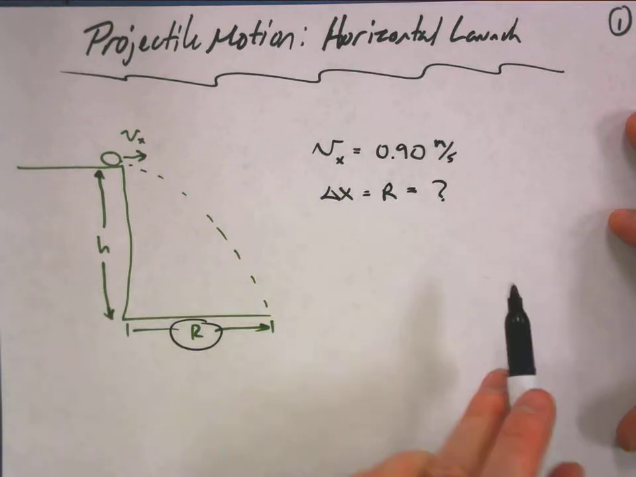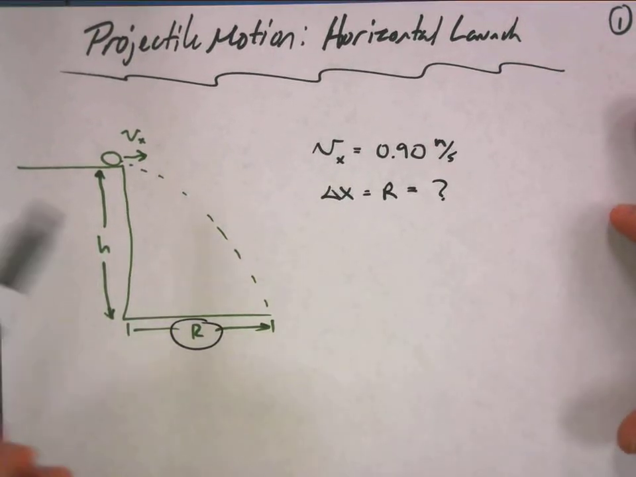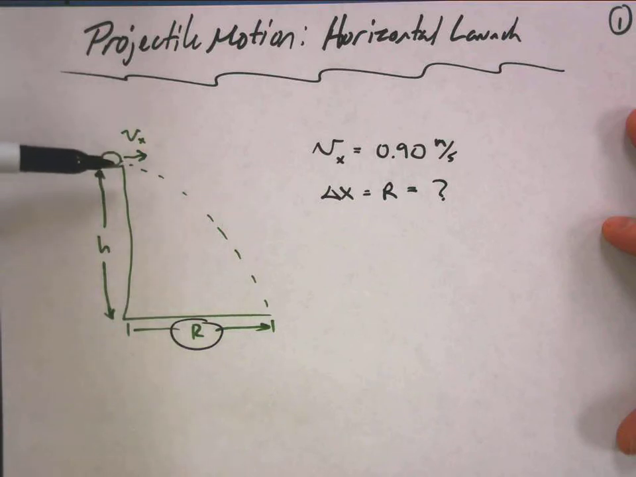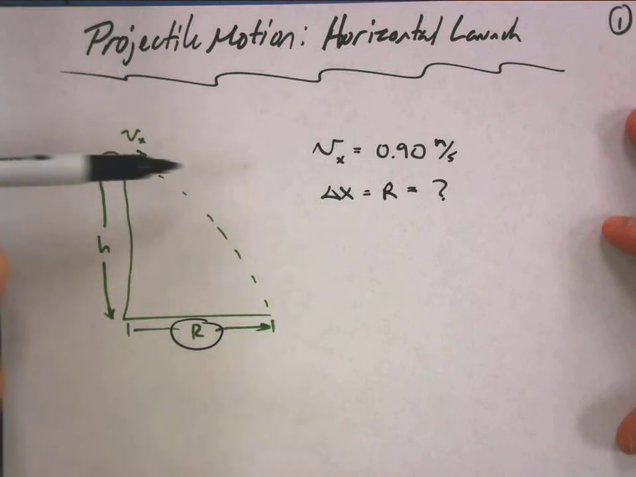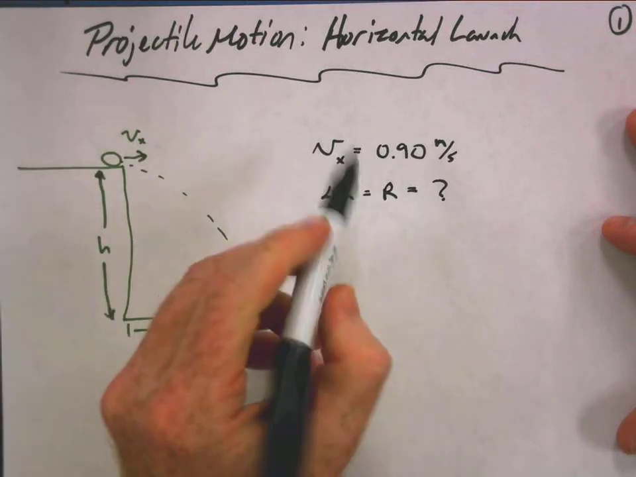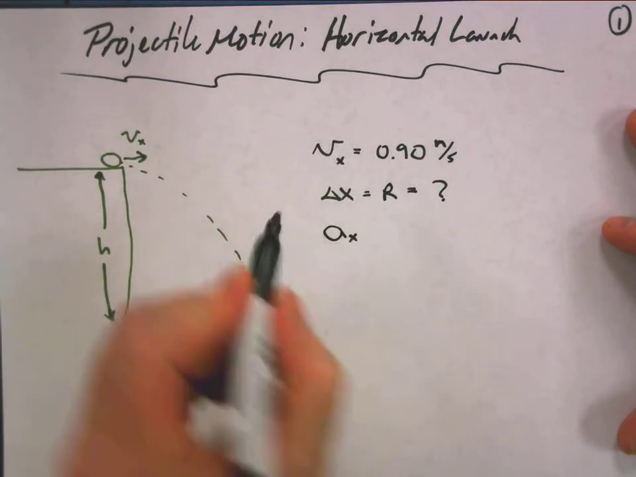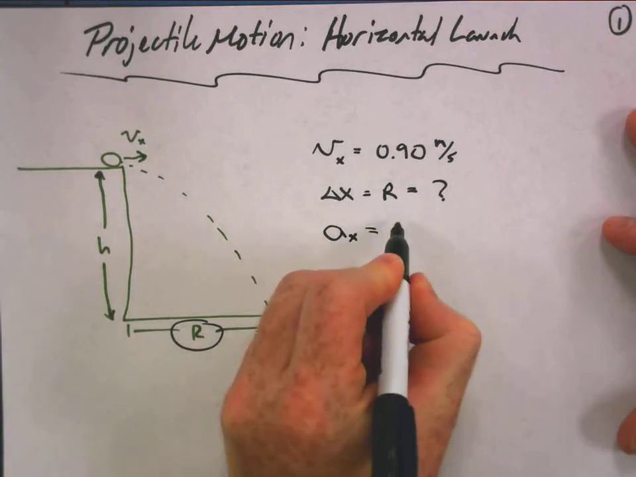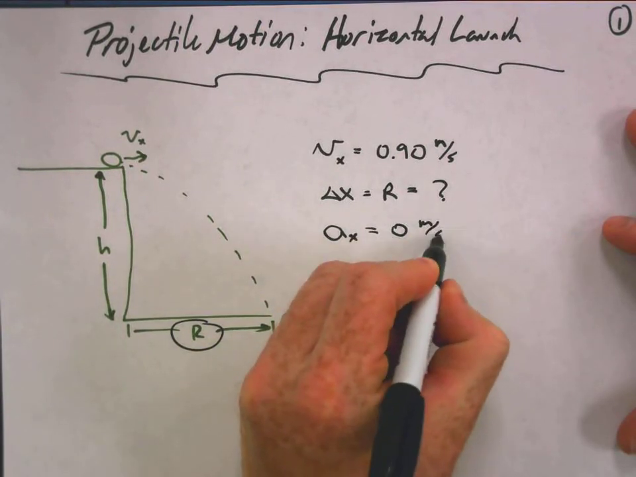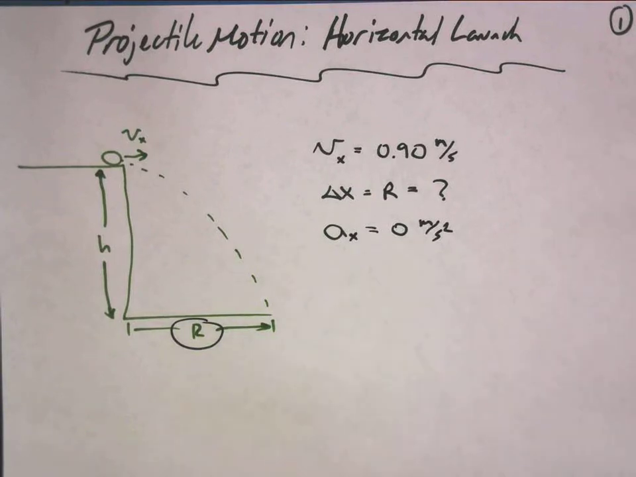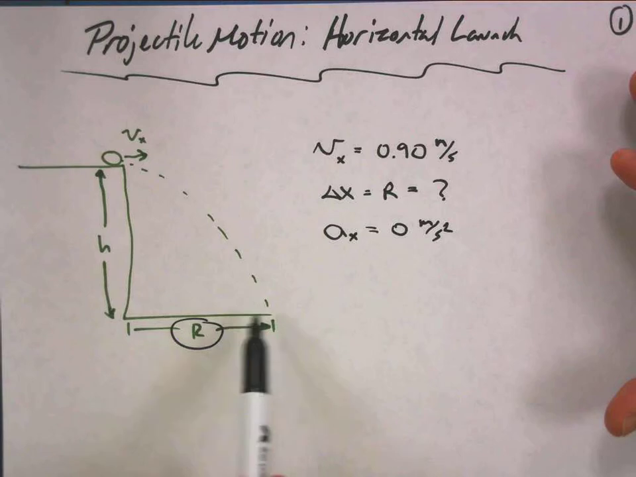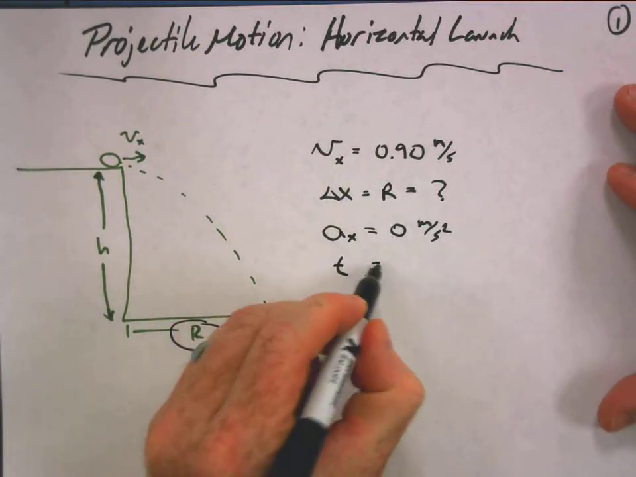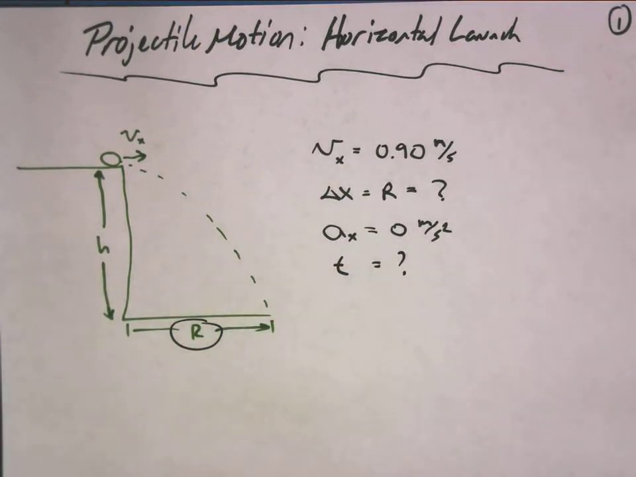Well, other horizontal information, what do you know? You have to remember that for projectiles, there is no horizontal acceleration. The horizontal component of the motion is constant motion, so your acceleration in the x direction is 0. That's handy to know. But something we don't know is how long it takes to travel this horizontal distance. Time is an unknown right there. But there's more that we understand here.